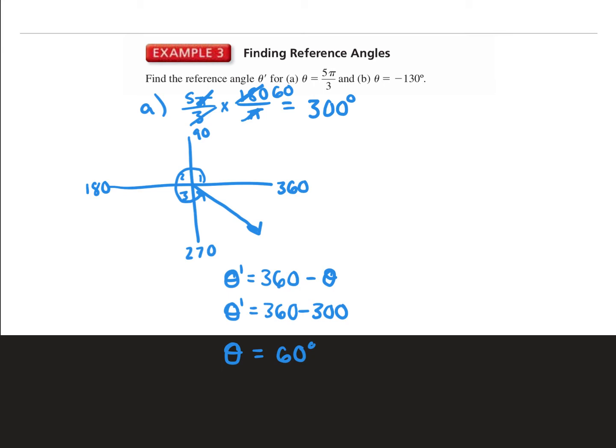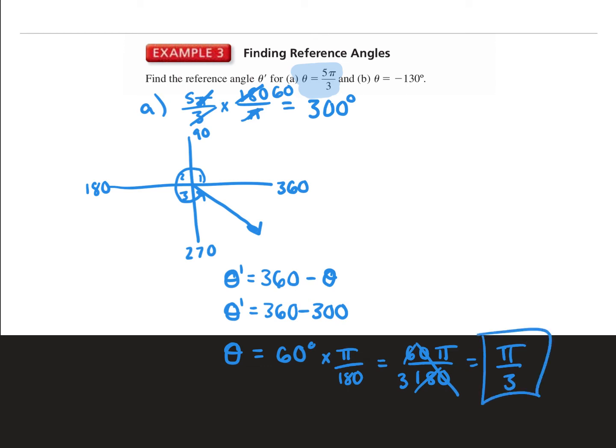The only thing here, though, is that since the question is given in radians, we need our answer to be in radians too. So we have to convert this back to radians. What do we multiply this by to convert it back to radians? Pi over 180. So this would be 60 pi over 180. We can cancel out the zeros. The 6 goes into 18 3 times, so we're left with pi over 3. So pi over 3 is our reference angle.